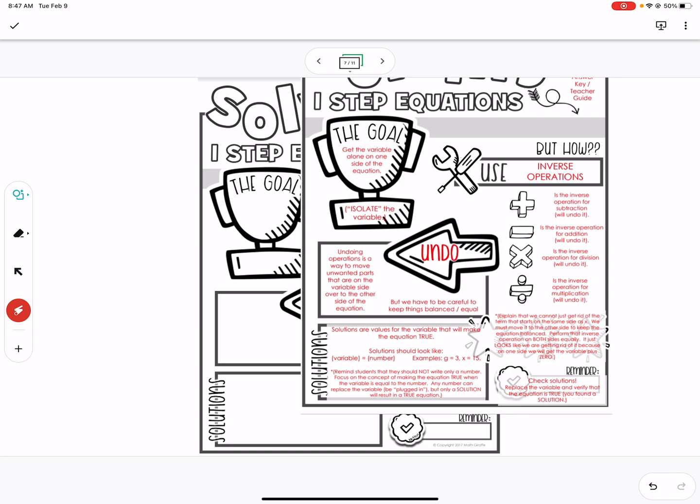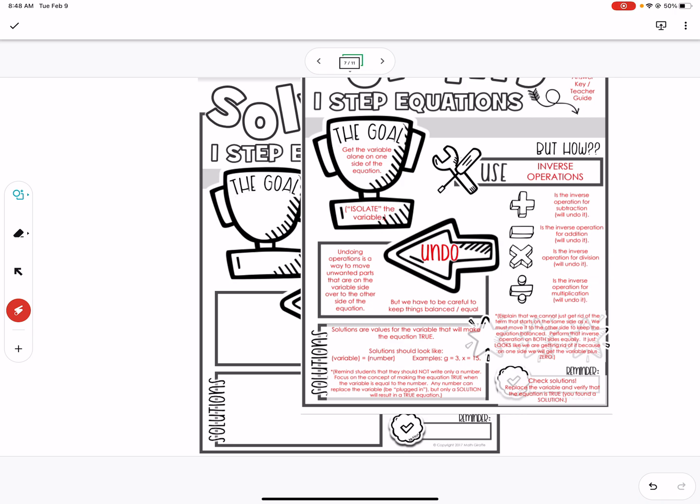Subtraction is the inverse operation for addition, and so on. So you're going to undo. Undoing operations is a way to move unwanted parts that are on the variable side, so where that symbol is, over to the other side of the equation. We have to be careful to keep things balanced. Remember that balance I showed you in class last week.